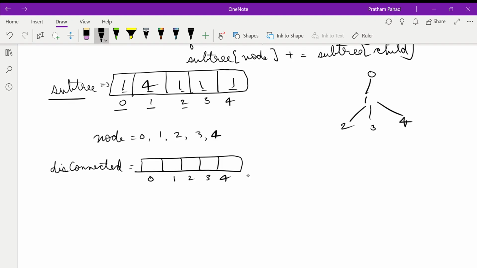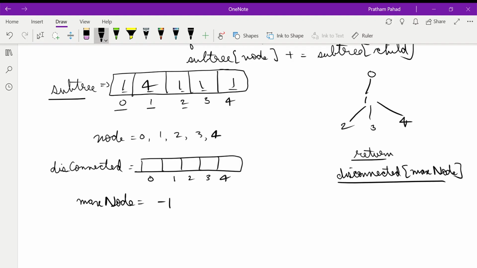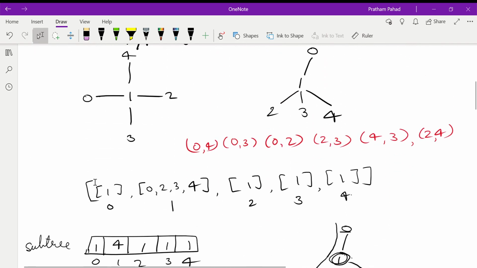This will store this answer. Okay, and we'll also store a max node. We'll have a max node as -1, since initially we don't know which node has the maximum number of pairs. At last I should return disconnected of max node. Okay, this will be the answer. Disconnected of max node will return the maximum number of pairs that will be disconnected. Okay, now let me bring this also.